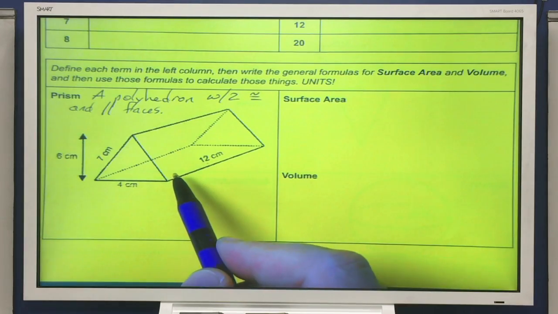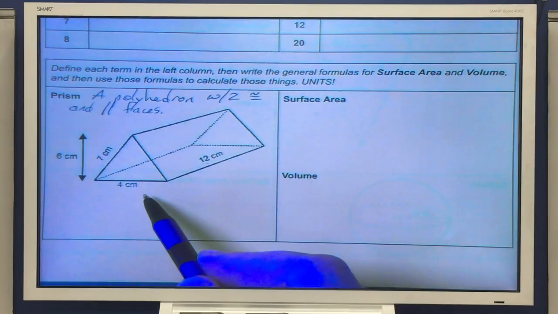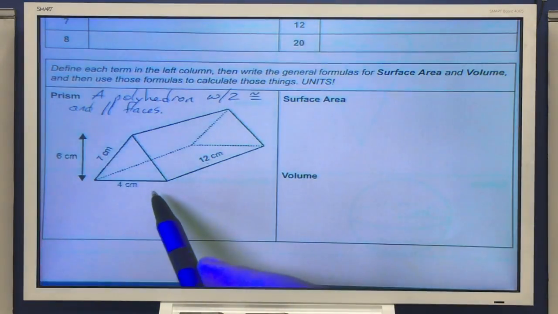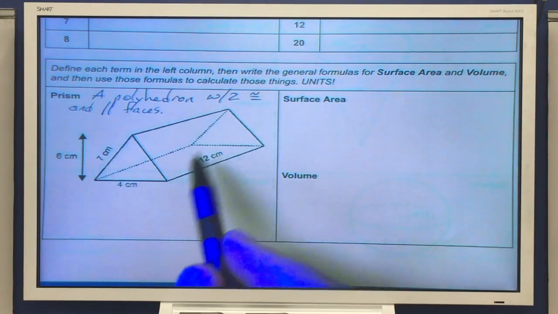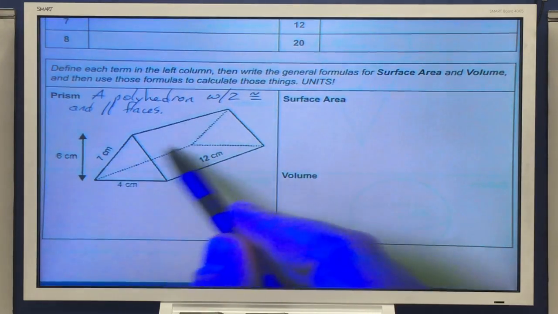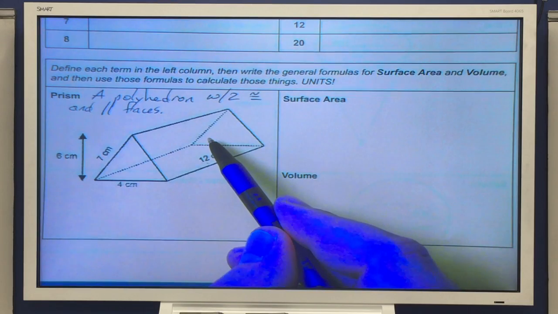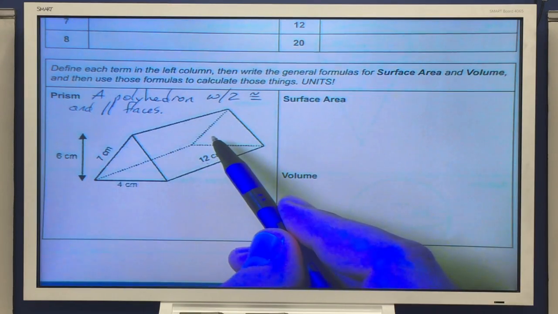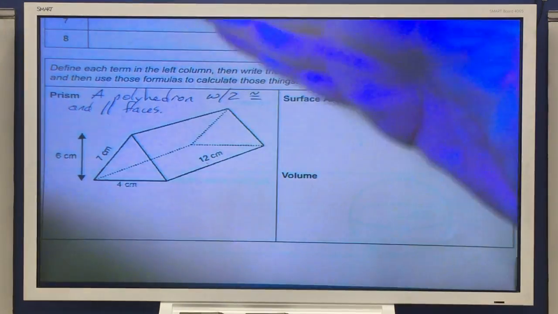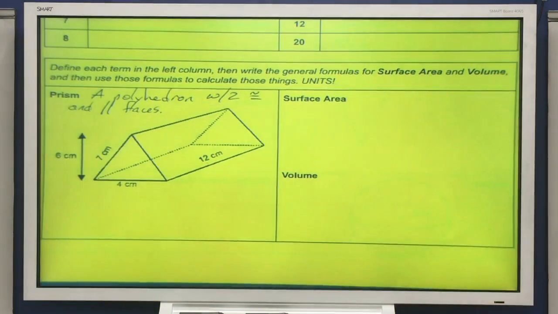If you look at this prism, the base is not the rectangle. Most students would go, oh, it's sitting on the rectangle, that's the base. No, actually, this triangle is the base, and the reason I know is because there's a congruent triangle back here. It's exactly the same dimensions, it's congruent, and it's parallel. If I were to pick this thing up by the bases, those two triangles would be congruent and parallel.